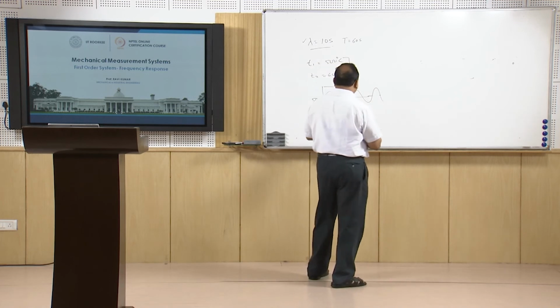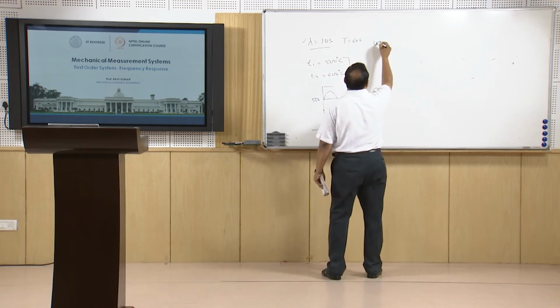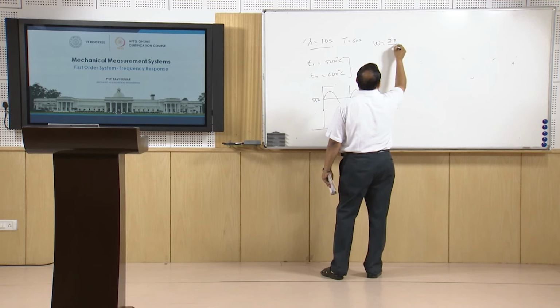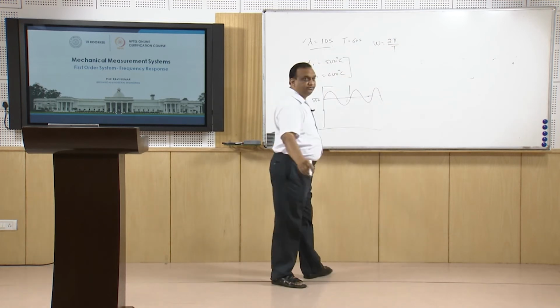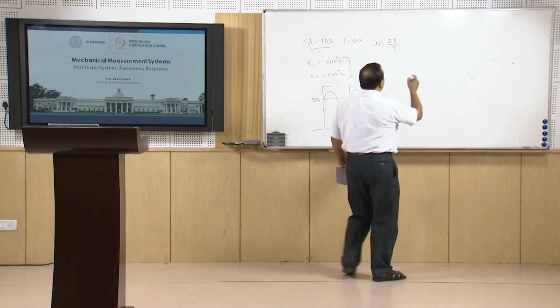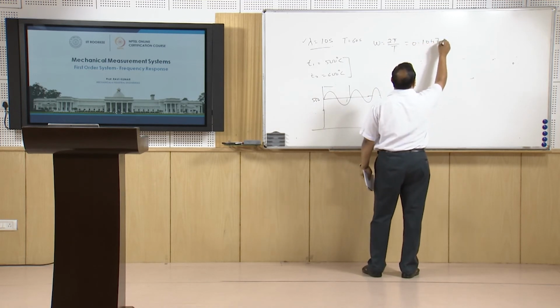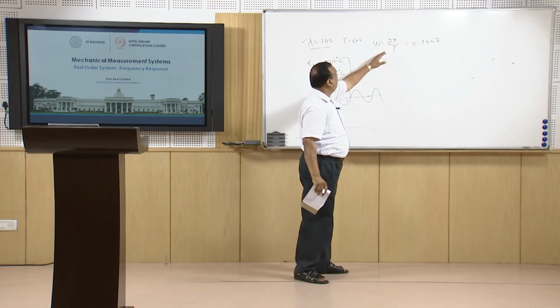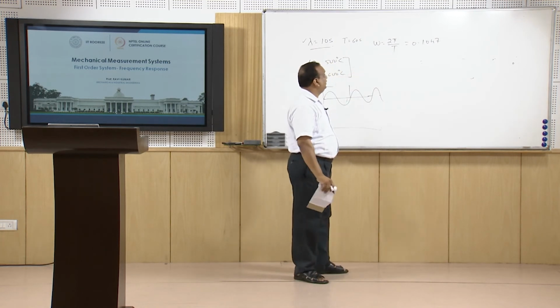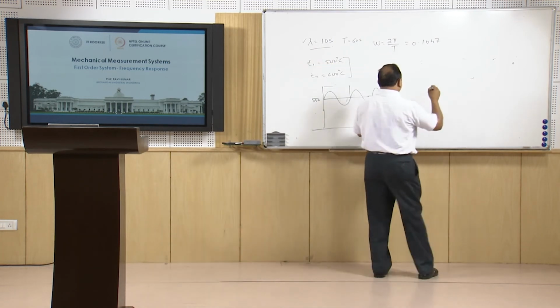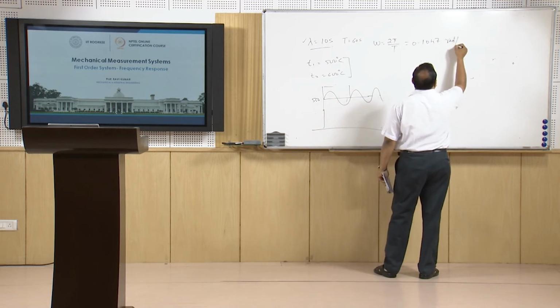So first of all, we will calculate the value of omega. It is 2 pi by T. Here time period is given as 60 seconds. So omega is 2 pi by 60, and this is 0.1047 radians per second.